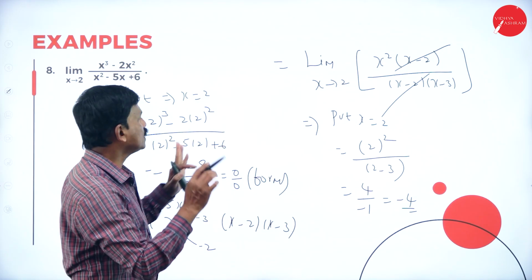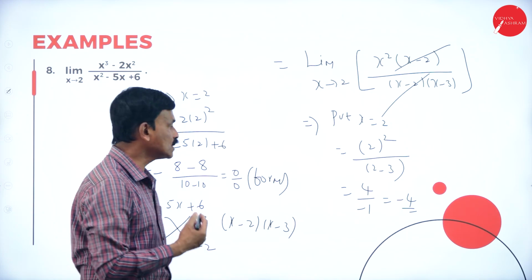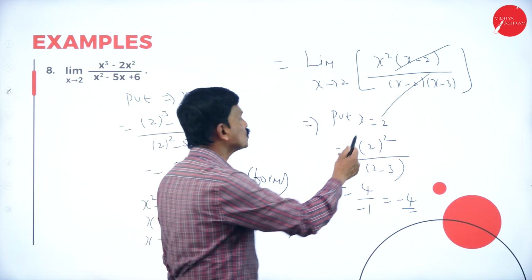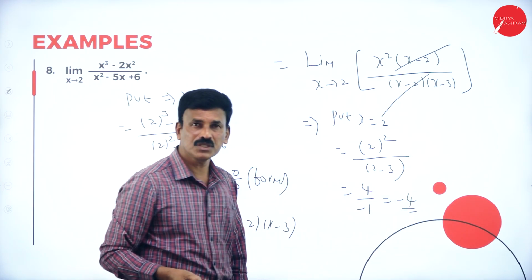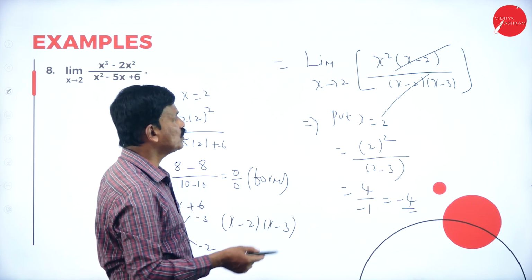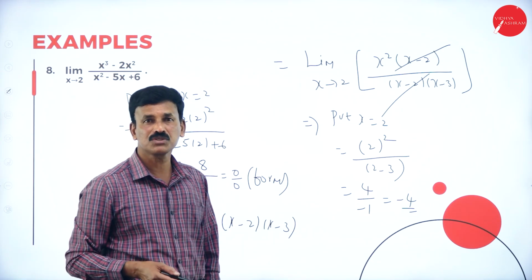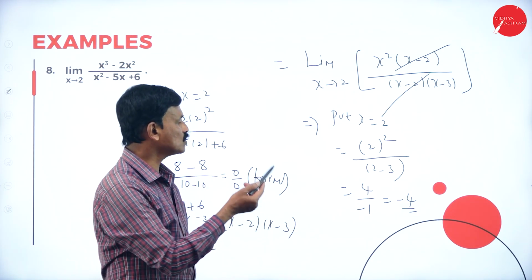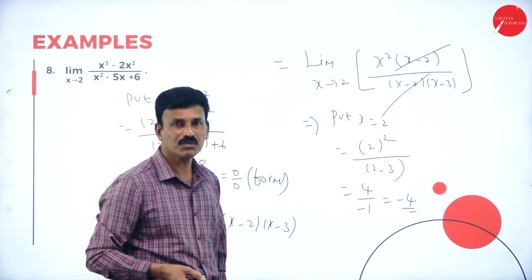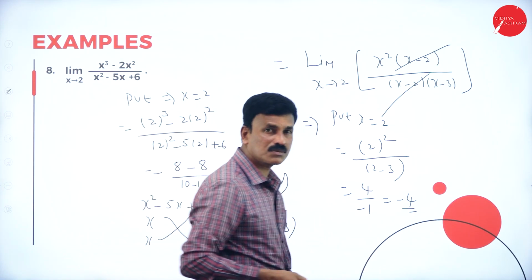So in the numerator you can take x square as common factor, in the denominator factorize it. So you will get in the numerator x square into x minus 2, whereas in the denominator x minus 2 into x minus 3. x minus 2 gets cancelled, put x is equal to 2, you will get minus 4 as the simplified answer. Now move on to the next problem.